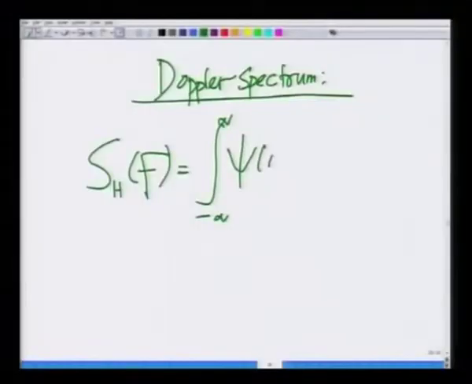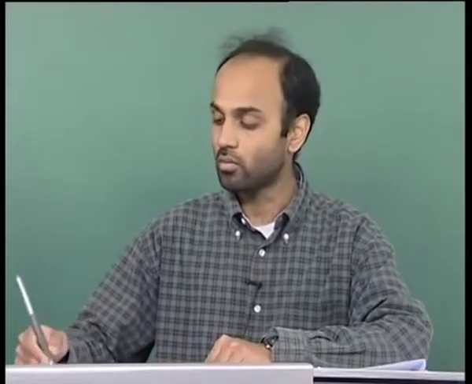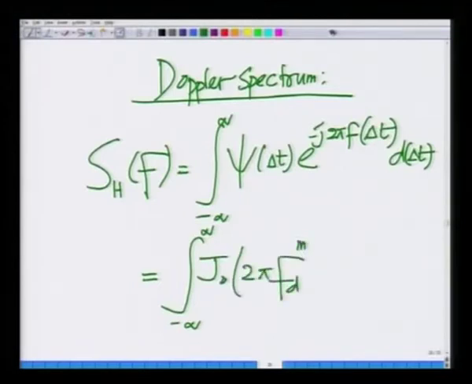So, I take the correlation function psi of delta t, and I take its Fourier transform. Remember, the Fourier transform is with respect to delta t, not with respect to t. Now, psi of delta t, we know it is a Bessel function. So, this is the integral from minus infinity to infinity of J naught of 2 pi f d max times delta t, times e to the power of minus j 2 pi f delta t, d delta t.